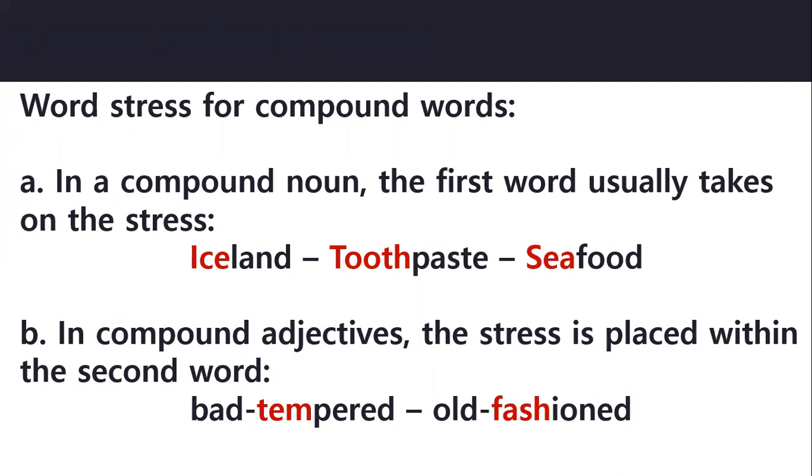A compound adjective is an adjective composed of at least two words. Often hyphens are used in compound adjectives. In compound adjectives, the stress is placed within the second word: bad-tempered, old-fashioned.